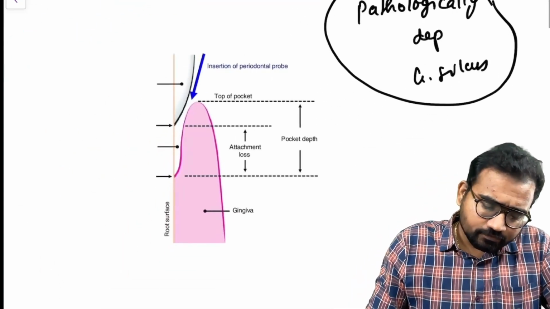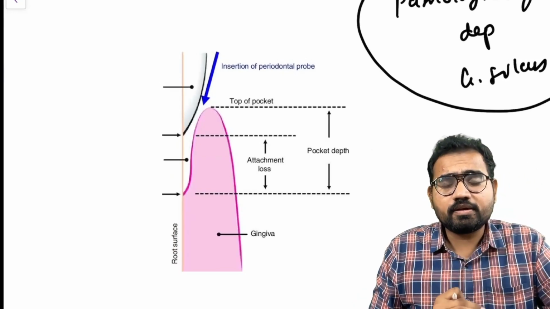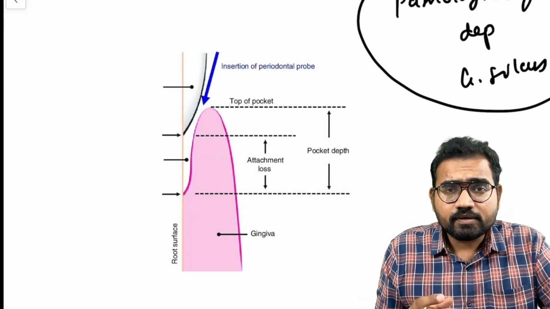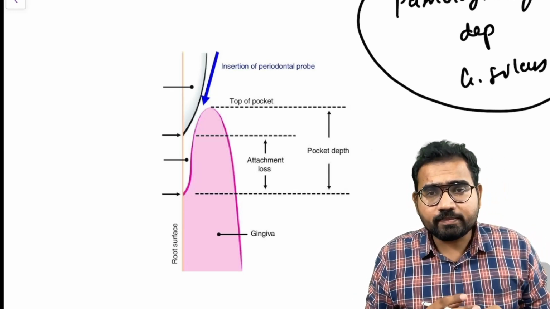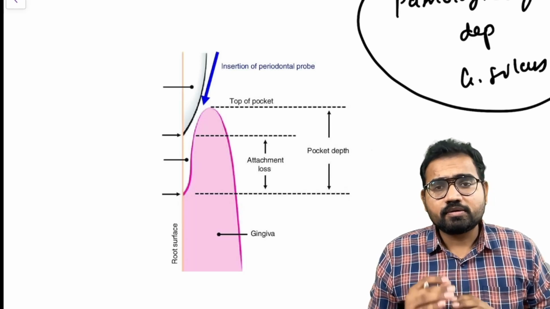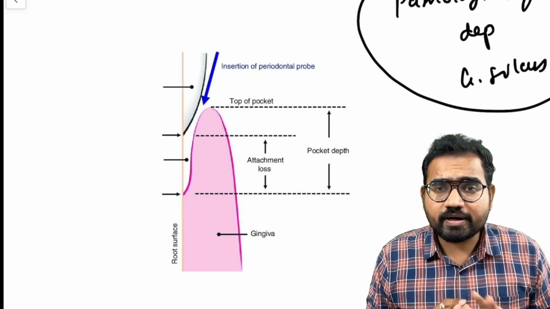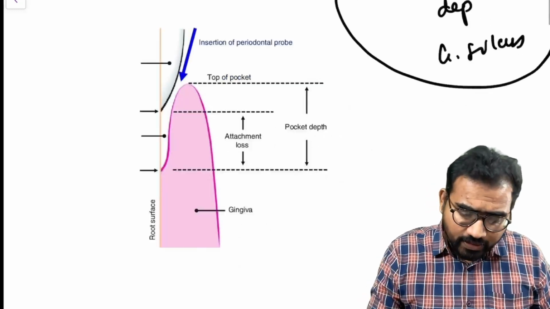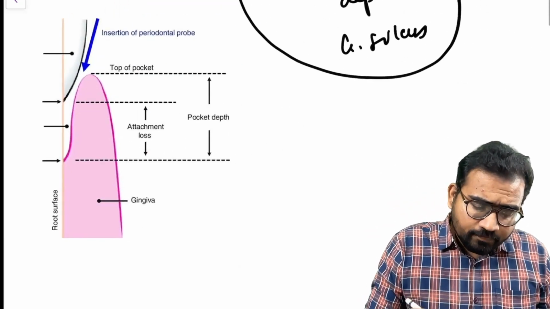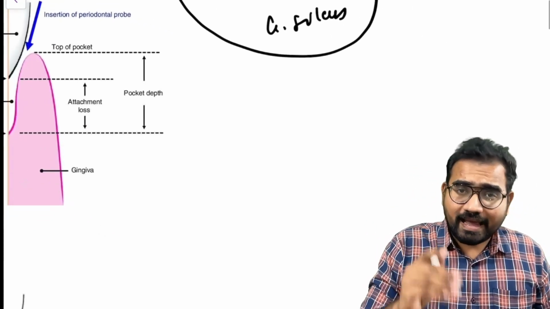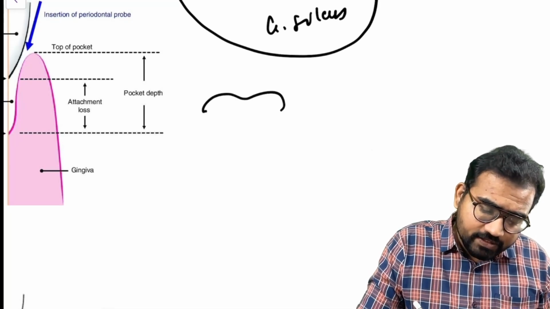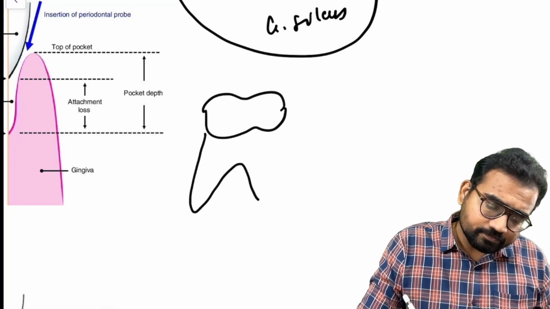As we discussed earlier, what is PPD and CAL? Depending upon the attachment loss and the probing depth, we are going to determine whether the patient is having mild, moderate, or severe periodontitis. Take a look at this. A small recap about CAL. So, three scenarios.